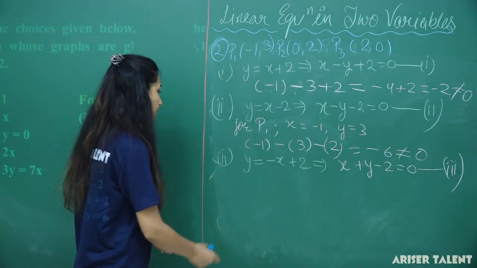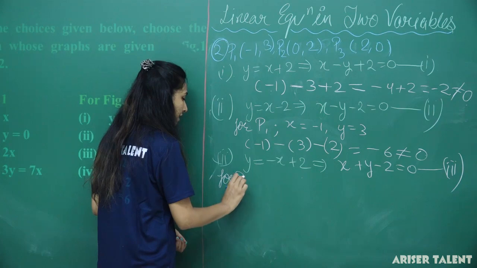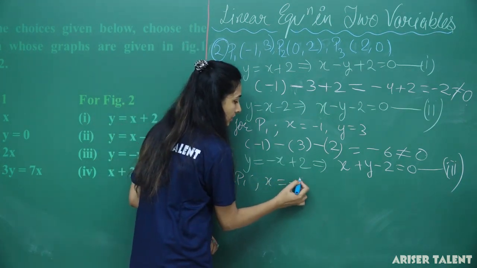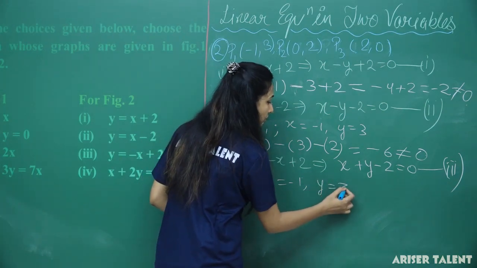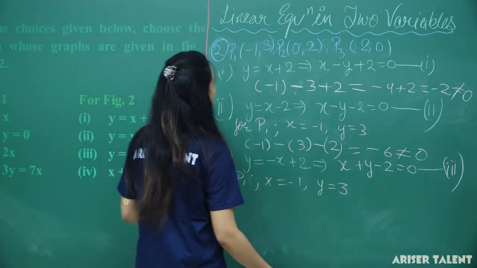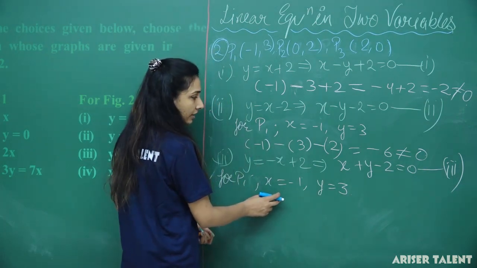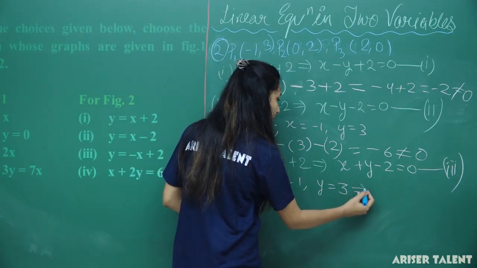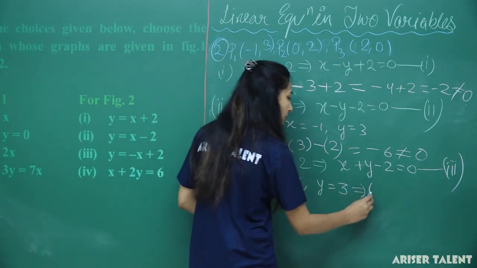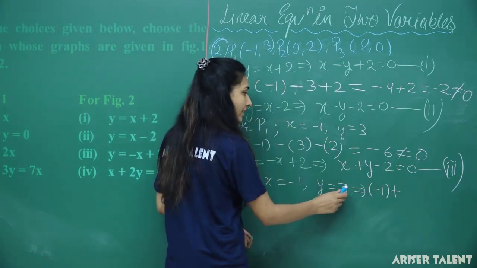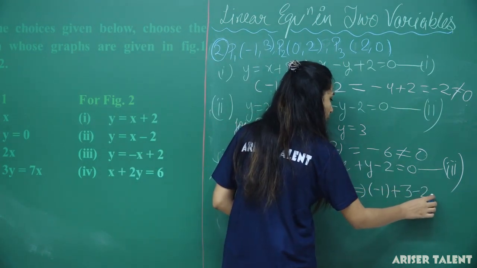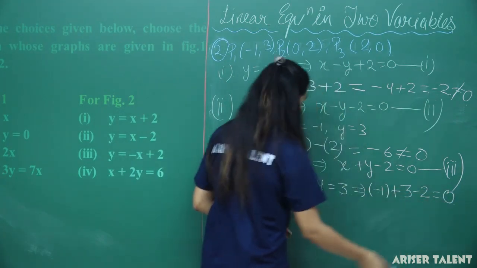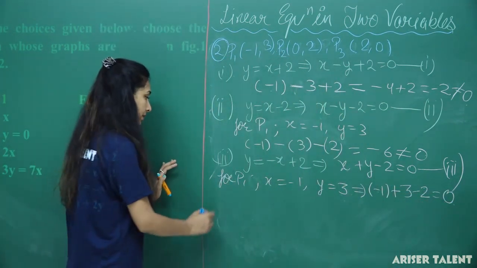Now, this is my equation number 3. Now, what will I do? For P1, first I will check x equals minus 1, y equals 3 here, right? After getting this, we will just have to put the values in this equation. This implies x is minus 1 plus y is 3 minus 2 equals what? 3 and minus 3, 0. So, okay, for P1 it is satisfying.